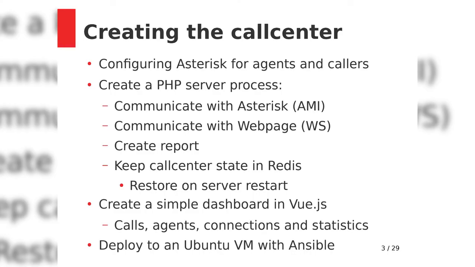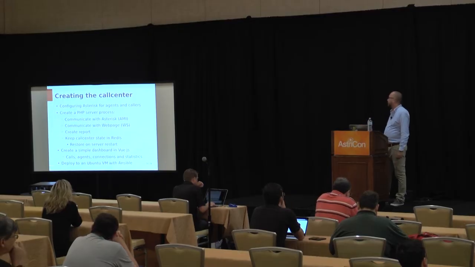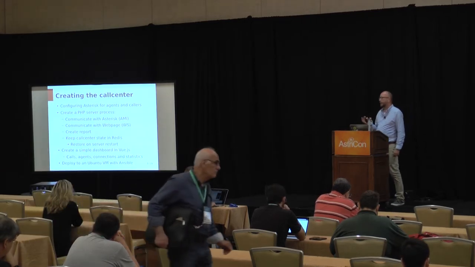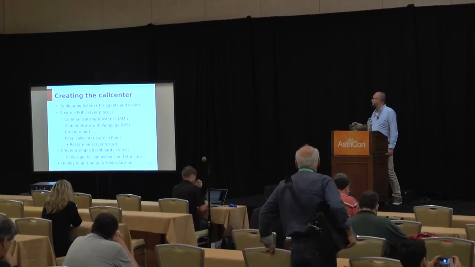What I want to do is show how to set up a call center with PHP and Vue.js. We're going to configure Asterisk for the agents and the callers, and create the PHP process that can communicate with Asterisk over the AMI, the manager interface.